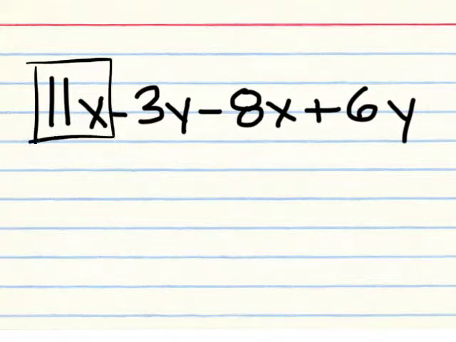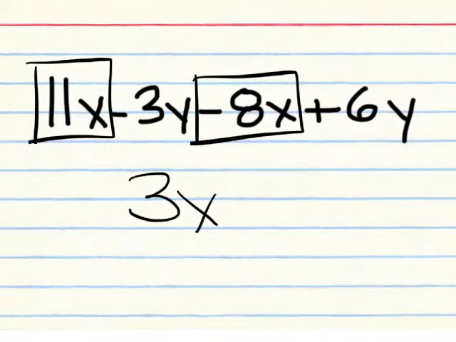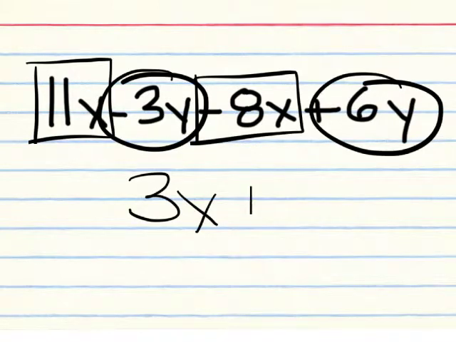Solution for the practice problem. 11x minus 8x is 3x. And negative 3y plus 6y is plus 3y.